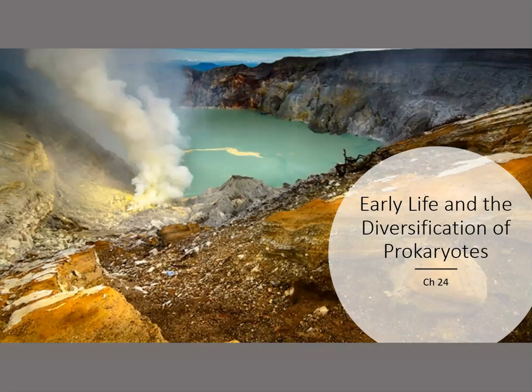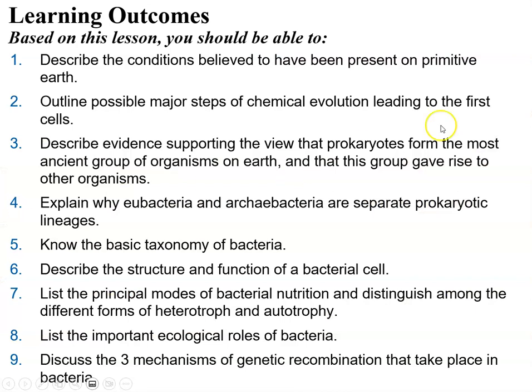This is the first lesson of chapter 24, where we're going to be talking about early life on the Earth and the diversification of one group of organisms, the prokaryotes. As always, these are the learning outcomes that we're going to be focusing on in this chapter. Some of these we'll touch on in this lesson, but the rest will be in subsequent lessons that may be in videos and/or in class.